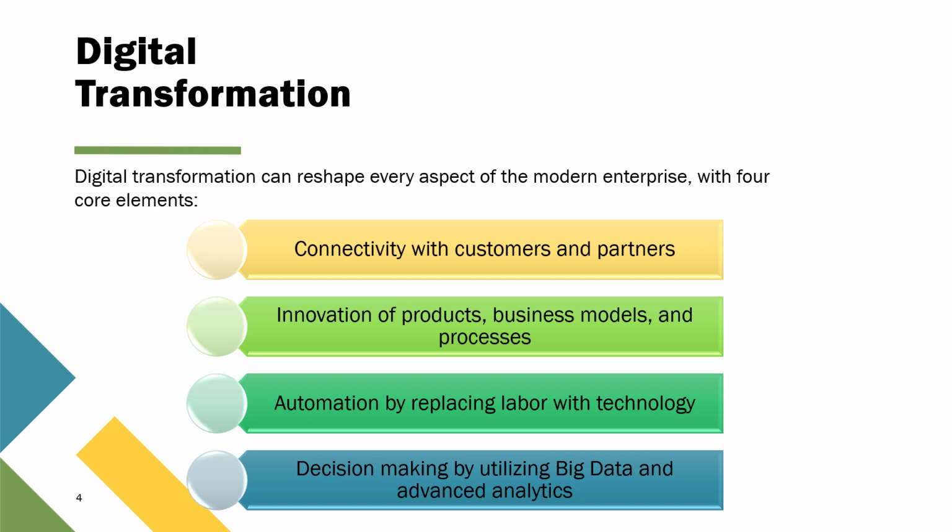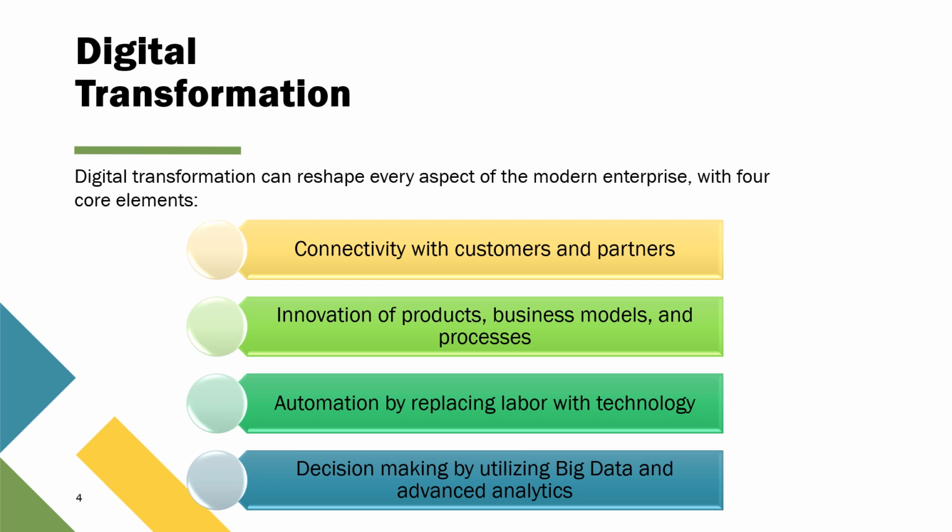There are four core elements of digital transformation. They are connectivity with the customer and partners. Meaning that in this digital transformation, it will transform the connectivity between the customer and the partners. And then there will also be innovation of product, business model, and processes, and then automation by replacing labor with technology, and also decision making by utilizing big data and advanced analytic. We are going to look into the details of this part in the next part of the lecture.